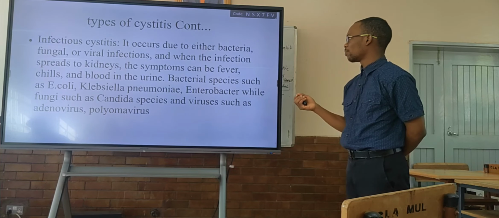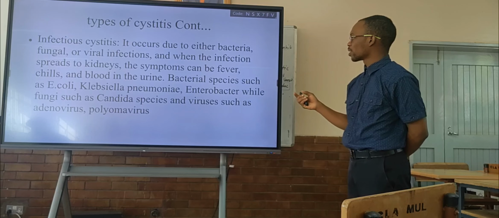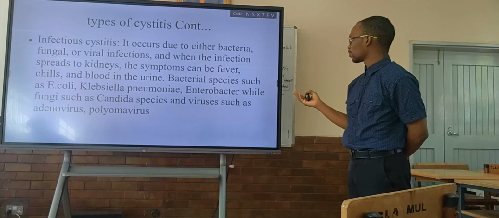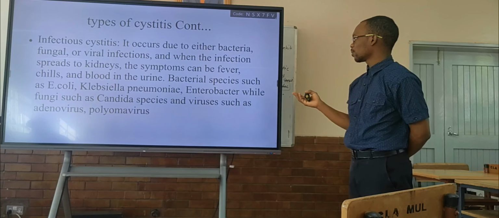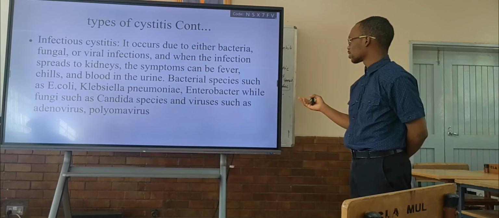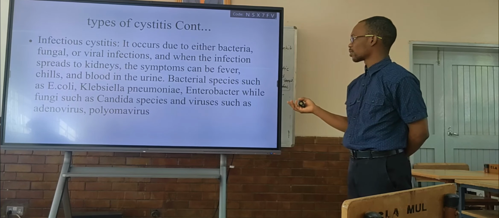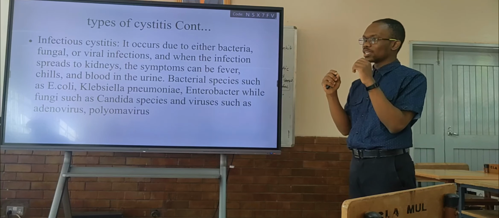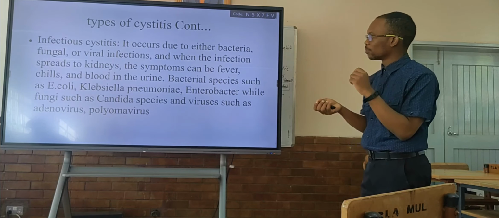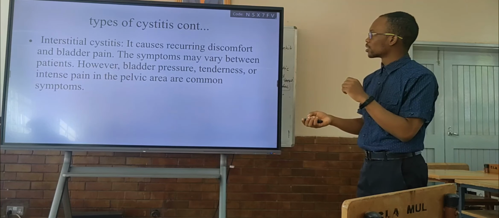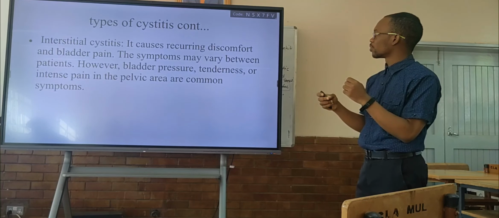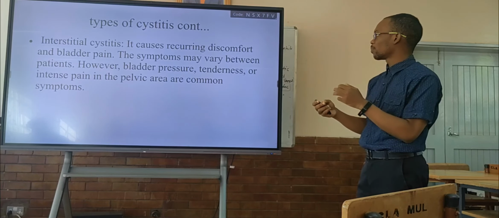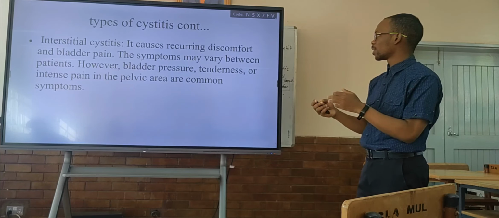The bacterial species are such as E. coli, Klebsiella pneumoniae, Enterobacter, while fungi such as Candida species, and viruses such as adenovirus, polyomavirus. So we all know that infections can cause inflammation in the bladder. And then we have interstitial cystitis. It causes recurring discomfort and bladder pain. The symptoms may vary between patients. However, bladder pressure, tenderness, or intense pain in the pelvic area are common symptoms.